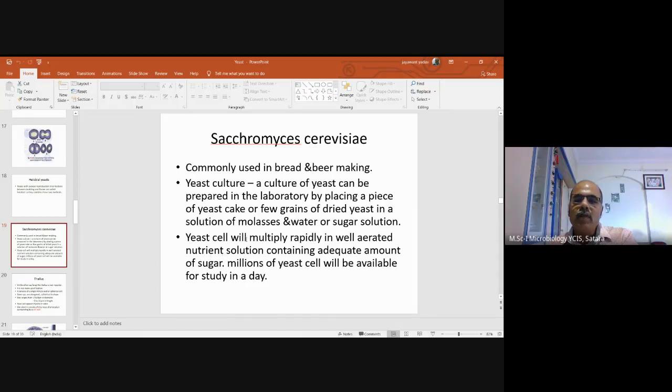Yeast cells will multiply rapidly in a well-aerated nutrient solution containing a sufficient amount of sugar. Millions of yeast cells will be available for study in a day. Within a day, it will be available.